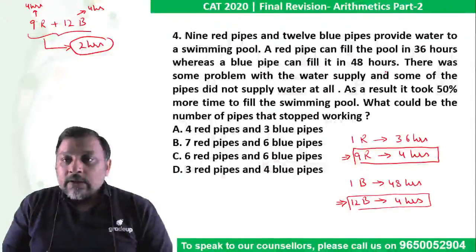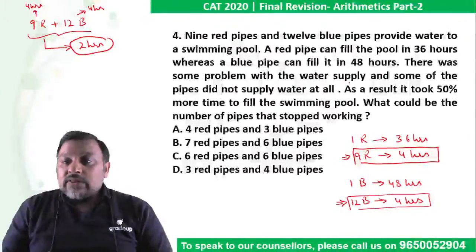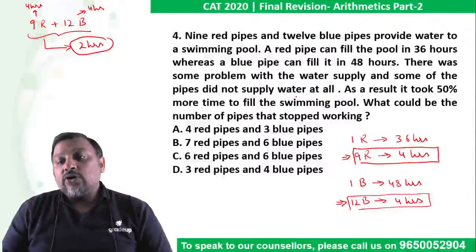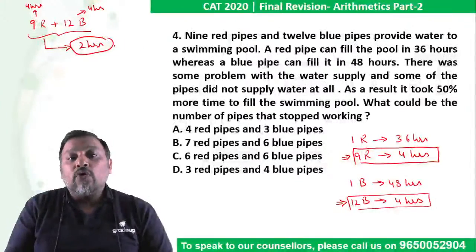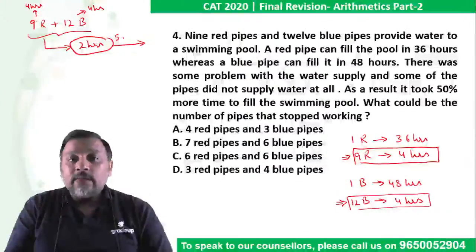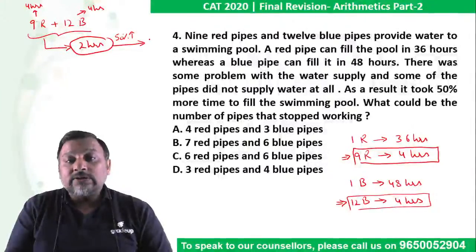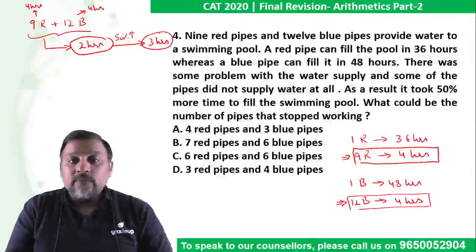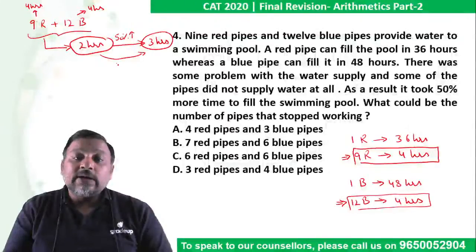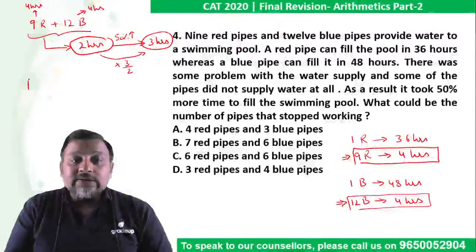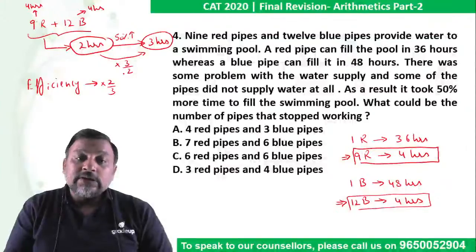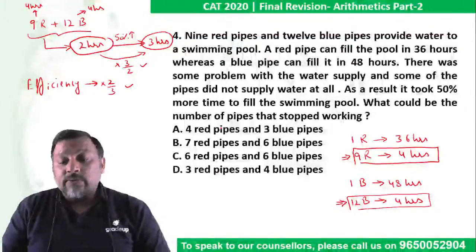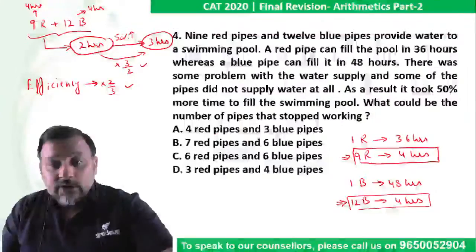Now it is given there was some problem with the water supply and some of the pipes did not supply water at all. As a result, it took 50% more time. So 50% more time, that means an increase of 50%. So time taken is 3 hours. So can we say if time has become 3/2, that means the efficiency should become 2/3, since time and efficiency are inversely proportional.